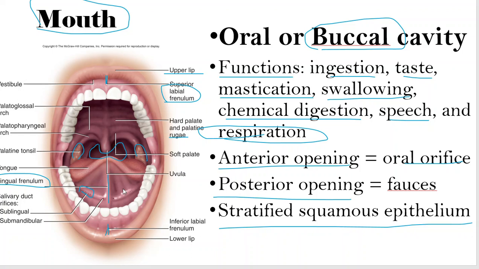That's the sublingual salivary glands. That's where the saliva comes out for the sublingual, and here's the submandibular. The ones for the parotid glands are actually back there.